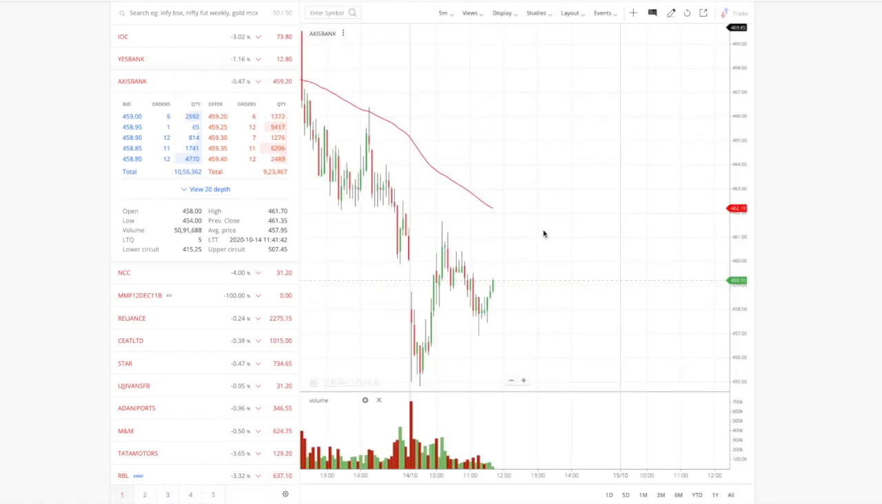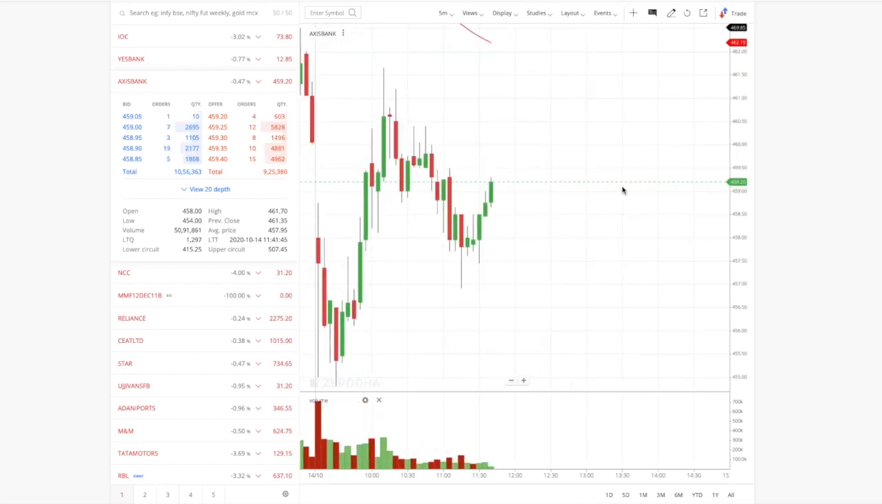Just realize what a limit order does: only once the stock goes above a particular price will you be selling it. That is why you use limit orders. Now let's look at one more example.